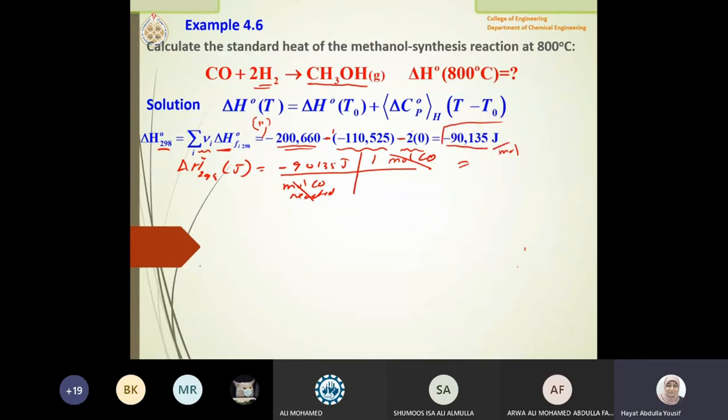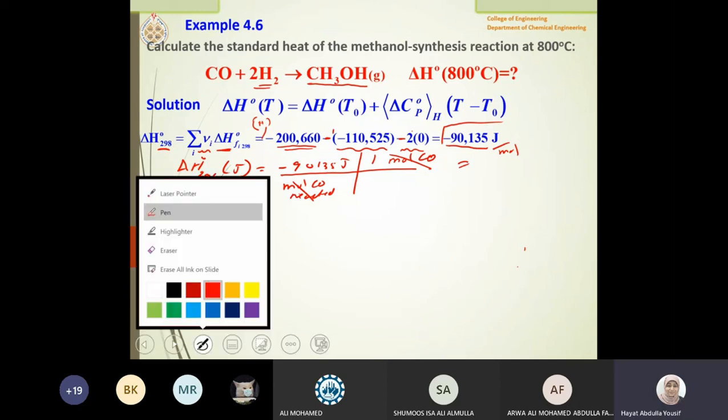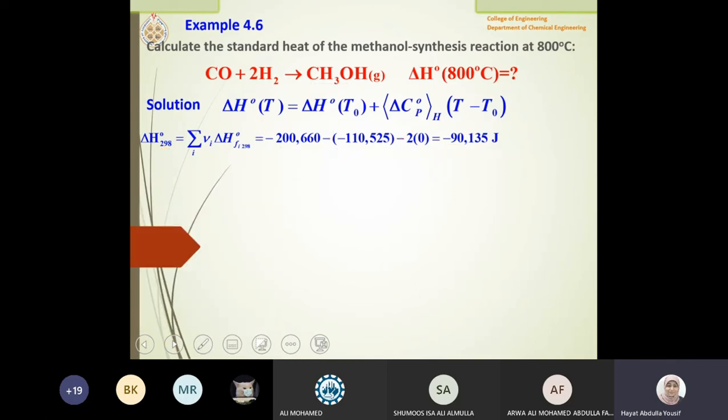Here I'm showing you how it will be in joule. It's multiplied by 1 mole of CO. So with that, we calculated delta H naught at 298. But that's not the end of the story. This is only a substitution of the first term. Now I have to find this delta CP mean H.